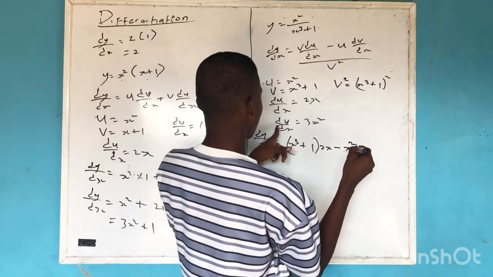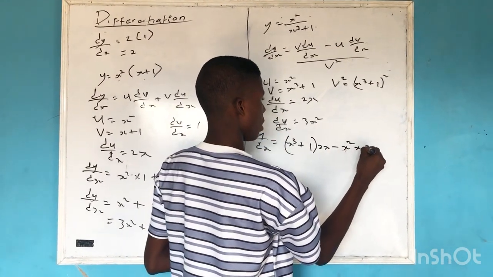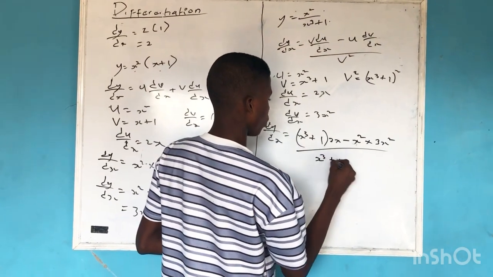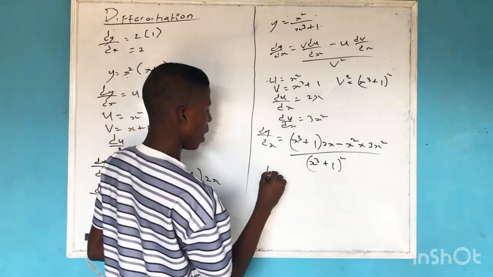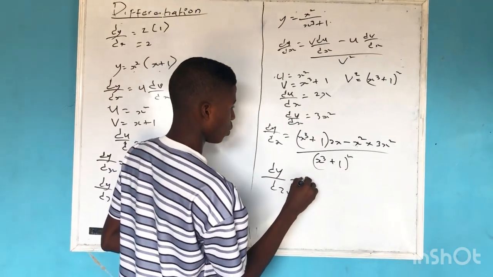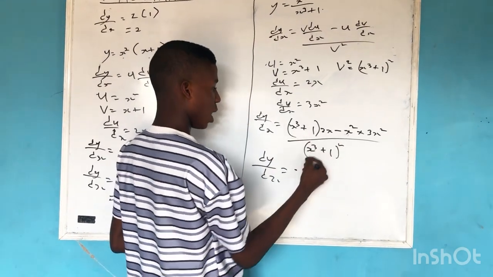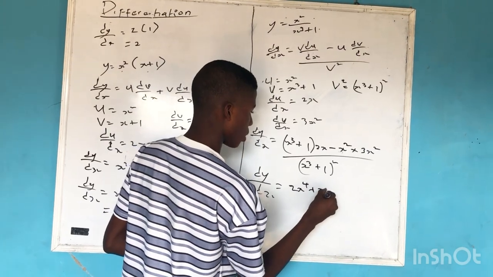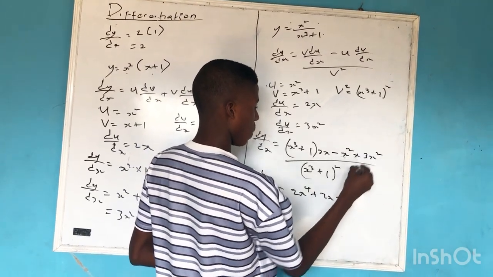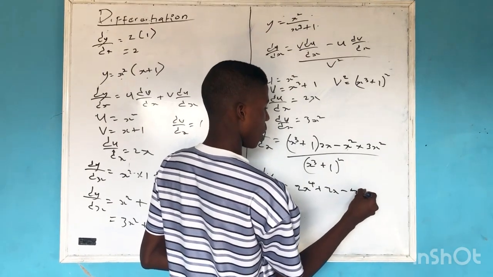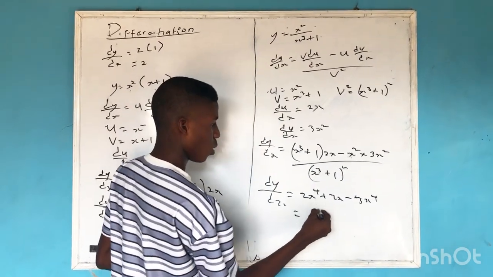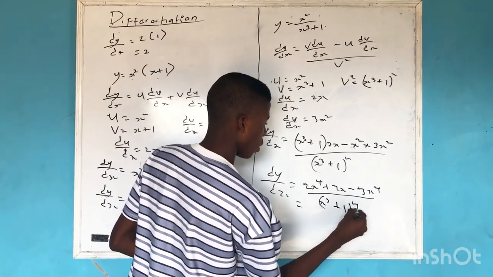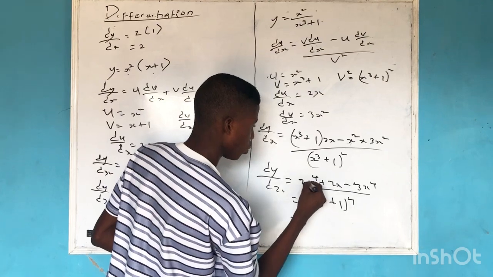And my dv dx is times 3x squared over v squared, which is (x³ + 1) squared. So dy dx is equal to x. Let me just expand the brackets. I will have 2x⁴ plus 2x minus 3x⁴ over (x³ + 1) to the power 4. And this will give me 2x⁴ minus 3x⁴.